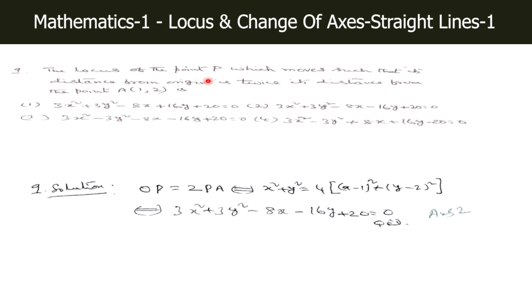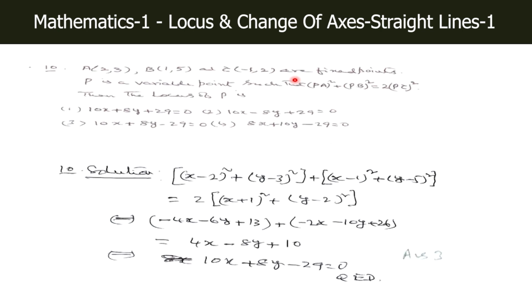Now by hypothesis, OP is equal to twice PA. That means OP square, meaning x square plus y square, is equal to 4 into PA square, meaning 4 into (x minus 1) whole square plus (y minus 2) whole square. Now simplifying both sides, you will get the equation of the locus: 3x square plus 3y square minus 8x minus 16y plus 20 equal to 0. Answer is 2.